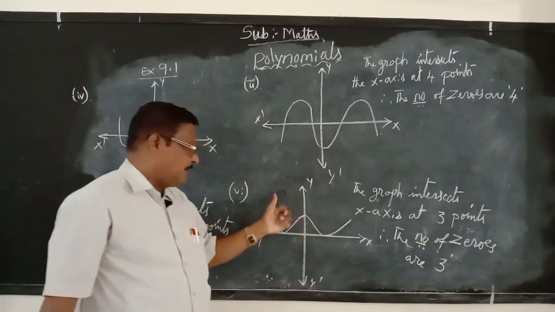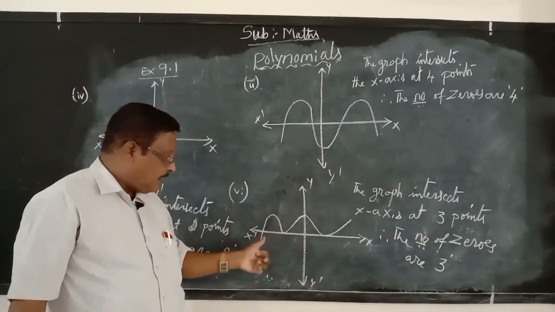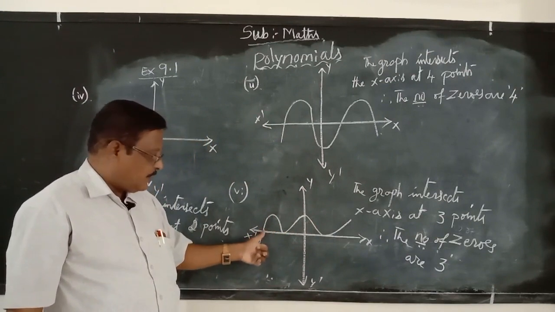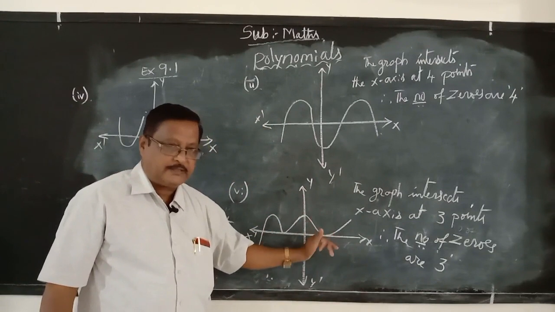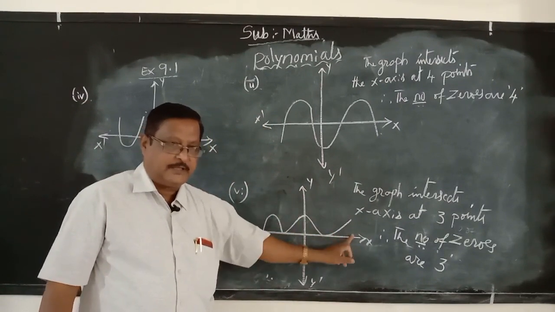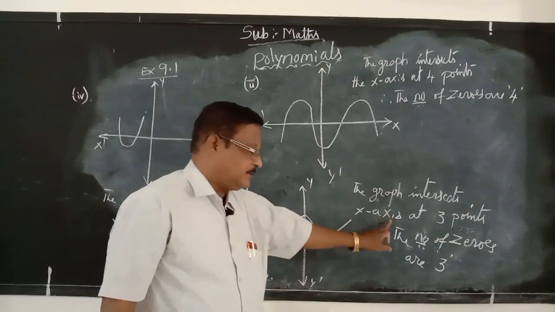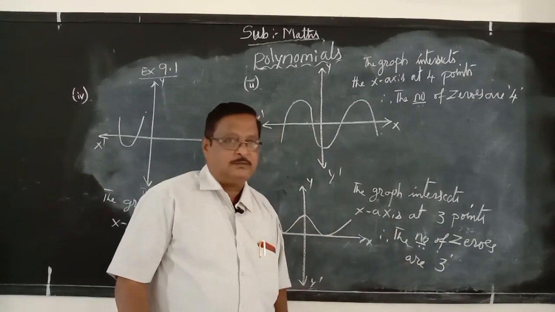Next, the sixth one. Here the graph intersects the x-axis. This is the 1 point, this is the second point, this is the third point. The graph intersects the x-axis at 3 points. Therefore, the number of zeros is 3.